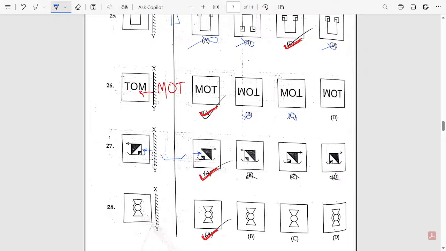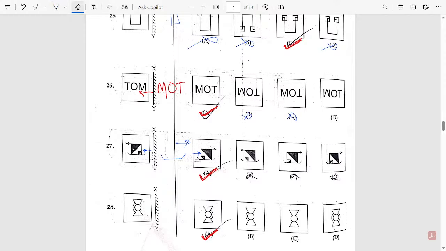And the arrow is away, so it will go away from the mirror. The arrow at the top will go away from the mirror, so the same arrow will go away from the mirror here. Okay, this side. So that is why the answer will come option A.